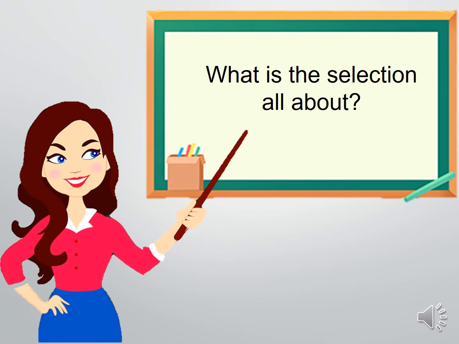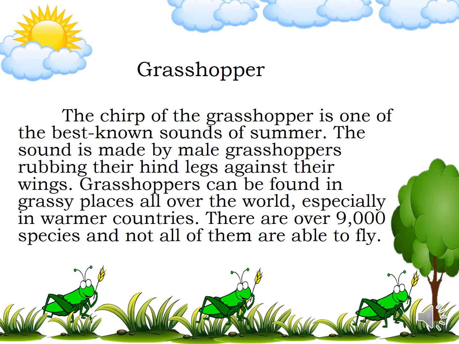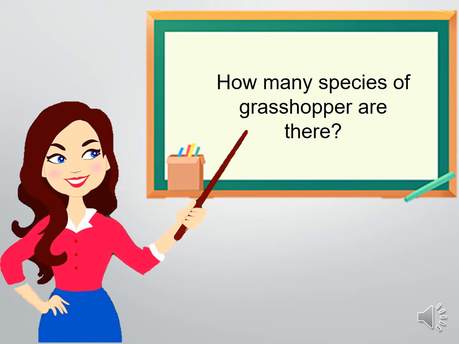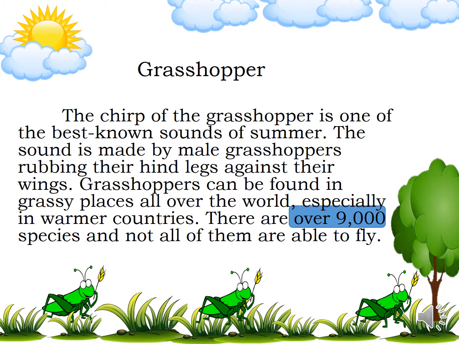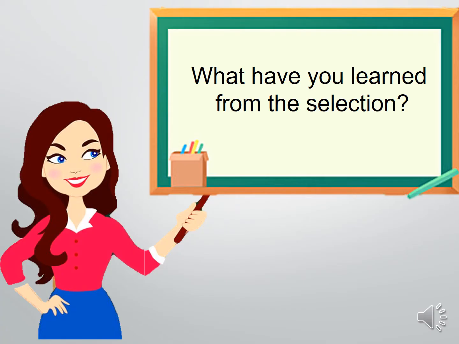Let me check your comprehension. What is the selection all about? It is all about the grasshopper. How many species of grasshopper are there? There are over 9,000 species. In your notebook, kindly write what you have learned from the selection.